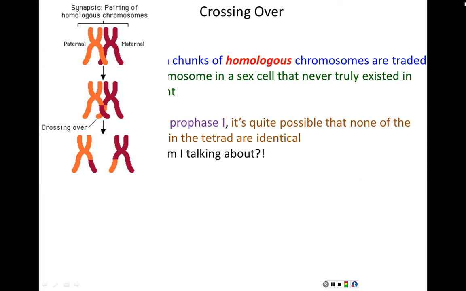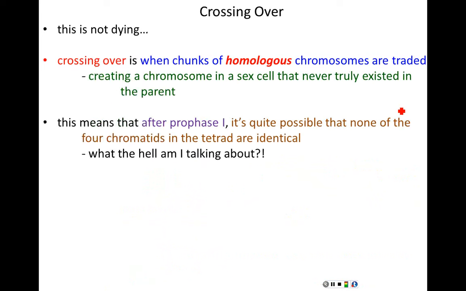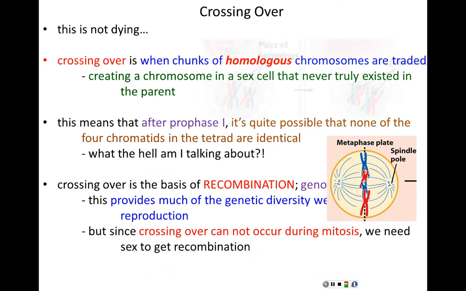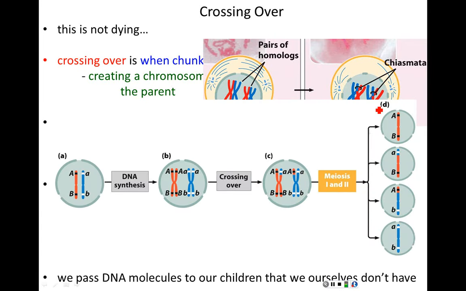What allowed crossing over to occur was synapsis. What allowed synapsis to occur was the lining up of homologous chromosomes side by side. Without side by side alignment, there is never synapsis, and without synapsis, there is never crossing over. So in mitosis, we don't have synapsis because we have single file alignment of homologous chromosomes. In meiosis, we do have synapsis because homologous chromosomes line up side by side. This allows us to pass DNA molecules on to our children that we ourselves never had, enormously increasing the genetic variability in our species.